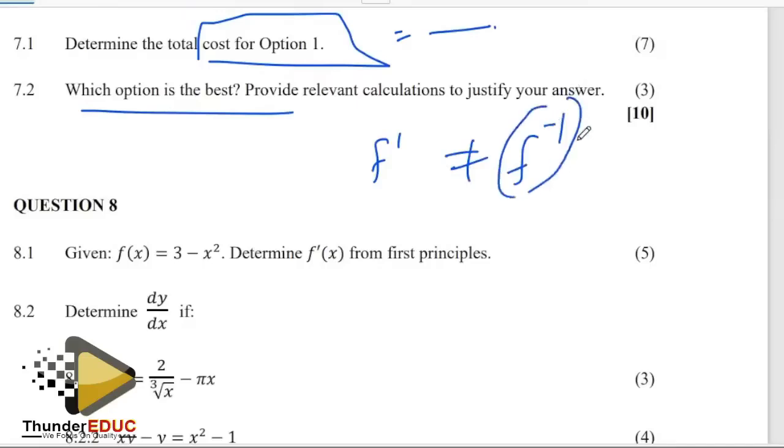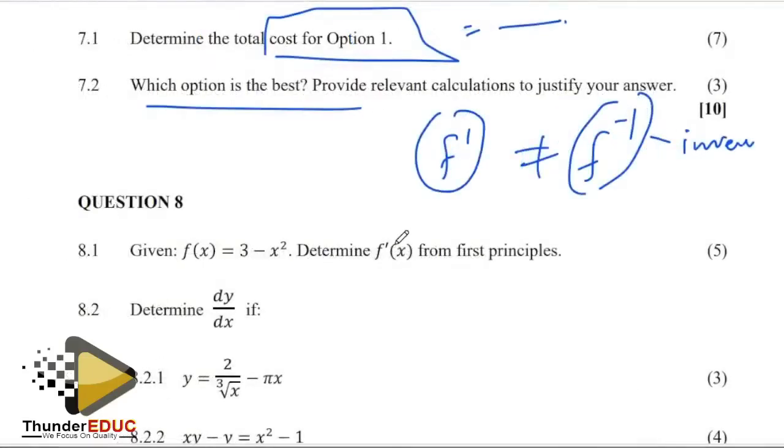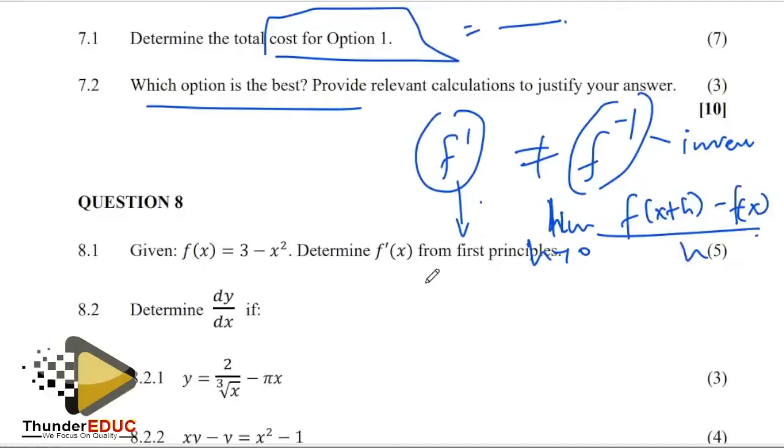F negative 1, key inverse. This f prime is just the first derivative. So the formula for first principles, we have the limit as h tends to 0, f of x plus h minus f of x divided by h. And then you apply the correct measures.